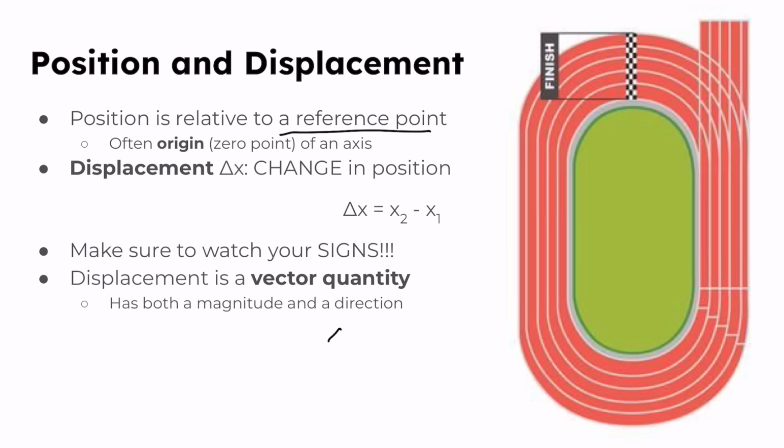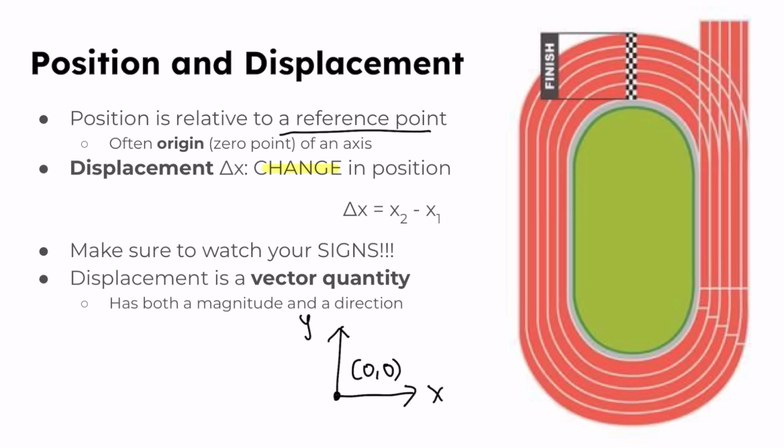Say we have a simple x and y axis. Usually we would define this point as our origin at 0, 0, but that isn't always the case. So watch out where you define your reference point, as your position and displacements will work relative to that. And displacement, which we denote as delta x, is the change in position. Make sure you recognize this word change, because a lot of people forget that it's the change in position. So you have to subtract your initial position from your final position.